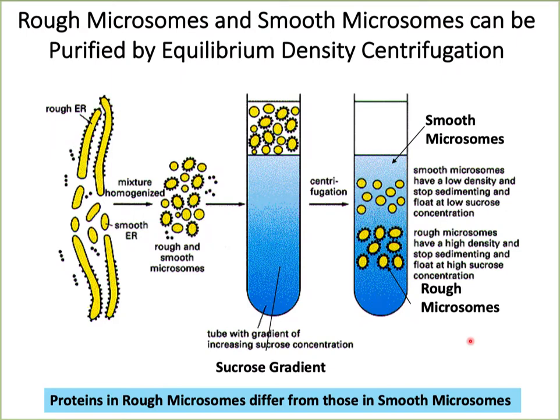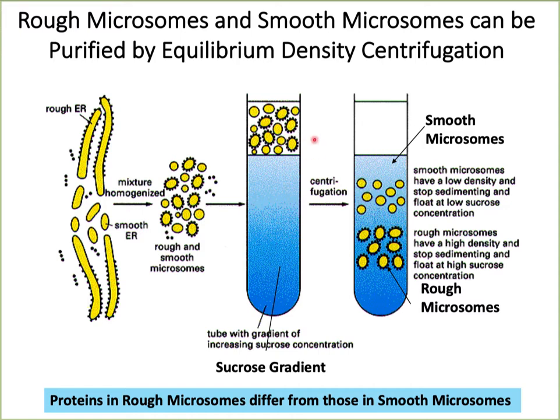So let's say you want to study this process of secretory protein synthesis. You need to separate the rough microsomes from the smooth. Because they differ in density, you can do this by equilibrium density centrifugation, for example on a sucrose gradient. You can take the population of the rough and the smooth microsomes and layer them on top of the sucrose.